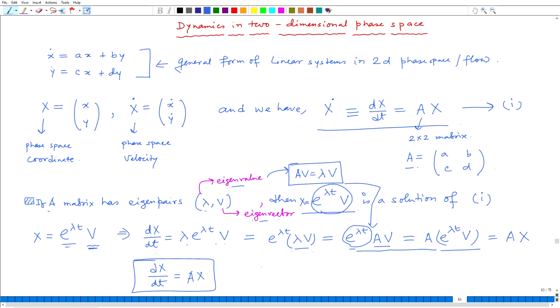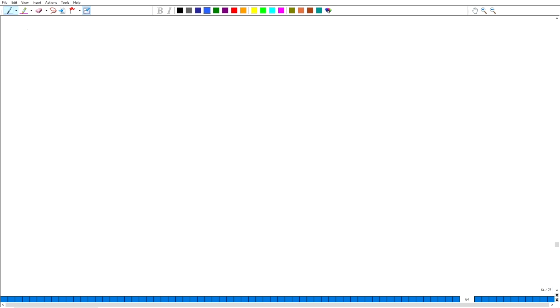Let us say I have another important and interesting analytical result. x dot is equal to ax plus by, y dot is equal to cx plus dy. From that, we can take another time derivative on both sides of each equation, and we can find x double dot is equal to ax dot plus by dot, and for the other equation, y double dot is equal to cx dot plus dy dot.